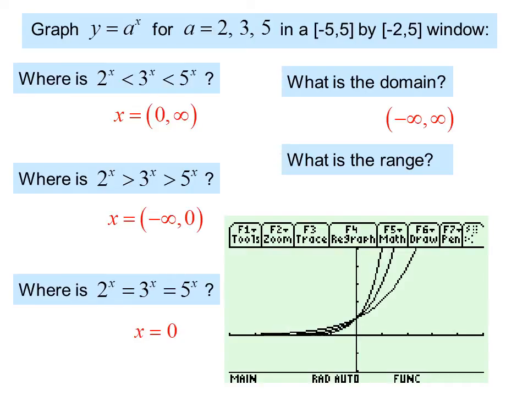What is the range? Which is a way of saying what are the possible values for y. Looking at the graph, y could be any number greater than 0. So our interval is from 0 to infinity, and it's an open interval because we don't count the 0.